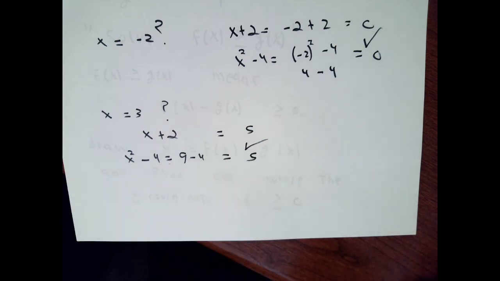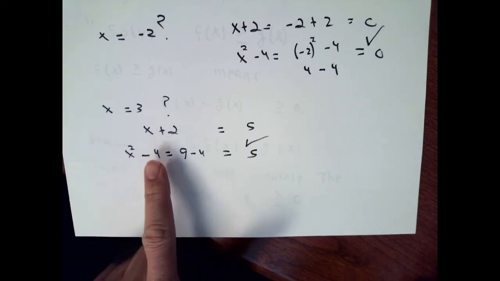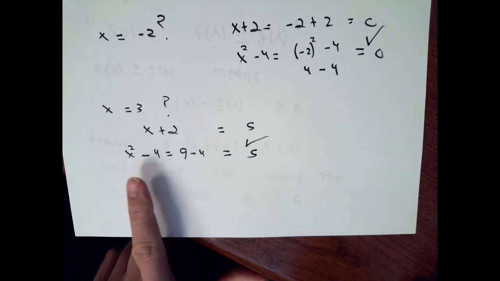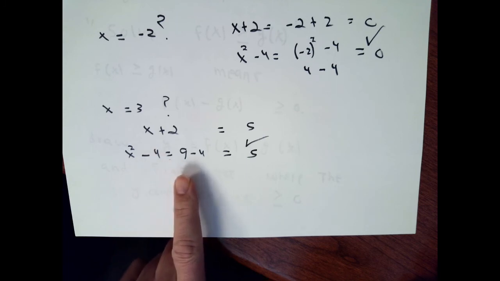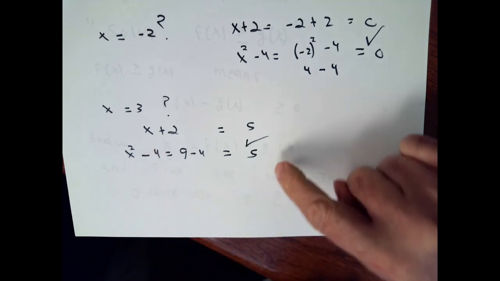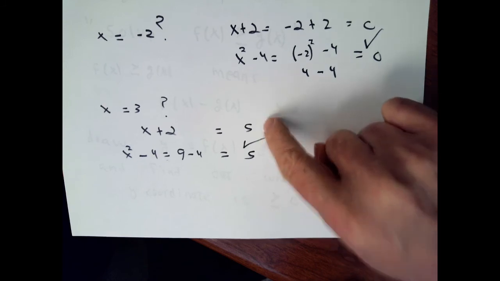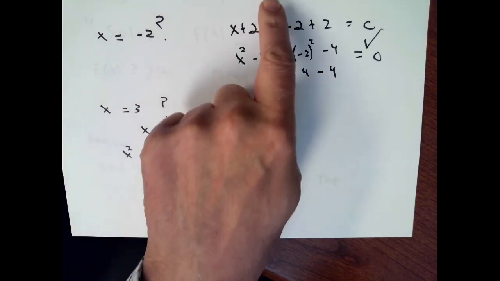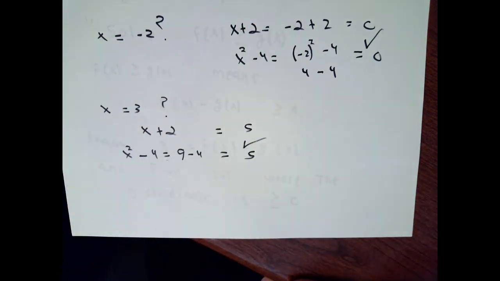If x was 3, then x plus 2 would be 5. If x was 3, x squared minus 4 would be 9 minus 4, which is 5, and these two numbers are equal to each other. So like before, when x is 3, x plus 2 and x squared minus 4 are the same number, and x equals 3 is a solution of my equation.